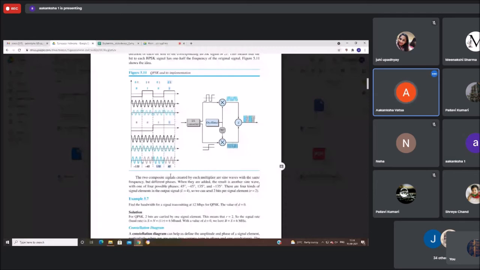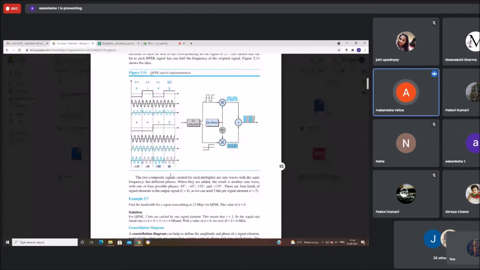4 amplitudes, because after 8 will be 16. So I have 4 different phases, minus 135, minus 45, 135 and 45. And at every phase, I have 4 different amplitude levels, A1, A2, A3 and A4. So now there will be 16 different signals, because per phase I have 4 amplitudes. For minus 45 also I have 4 amplitudes, for 135 also 4 amplitudes, for 45 also 4 amplitudes. So there will be 16 different signal levels.